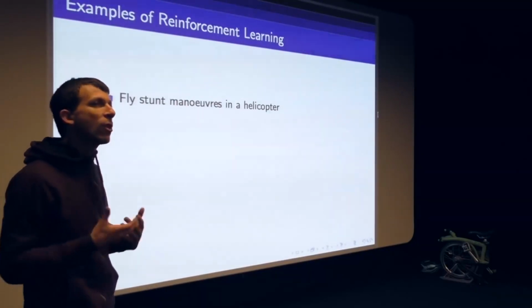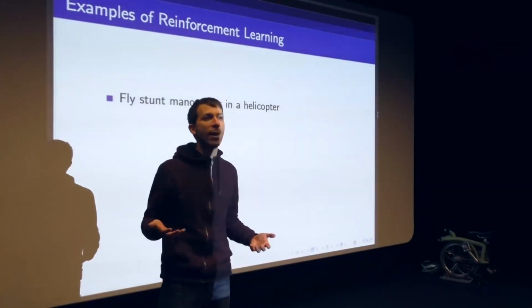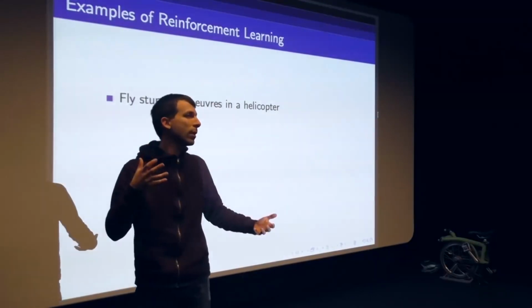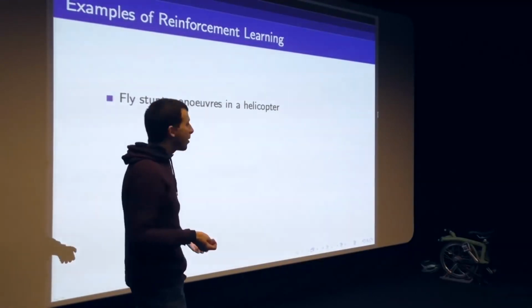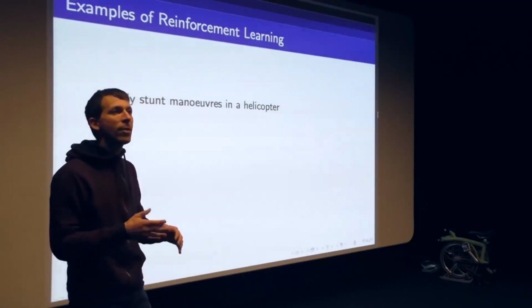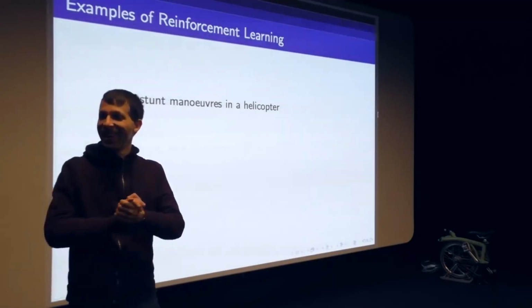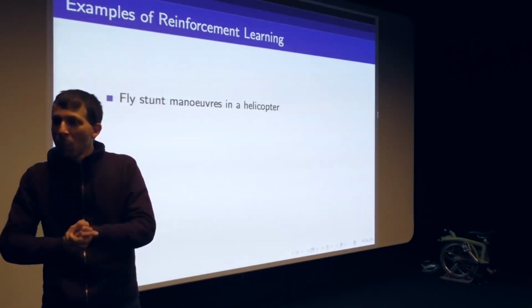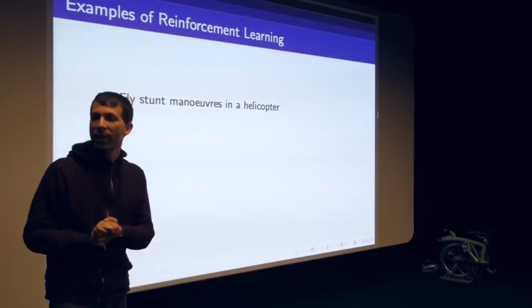Okay, so let's try and make this concrete by talking about some examples of reinforcement learning problems. Let's not talk in the abstract. Let's get a feel of what RL is all about. I'm just going to illustrate this with a few examples, and then we'll have a couple of videos. This is the first lecture, so it's nice to have a bit of fun. One example would be flying stunt maneuvers in a helicopter. We'll see a video in just a second.